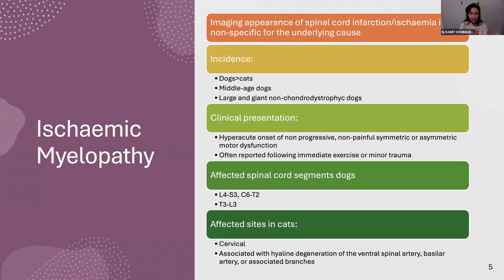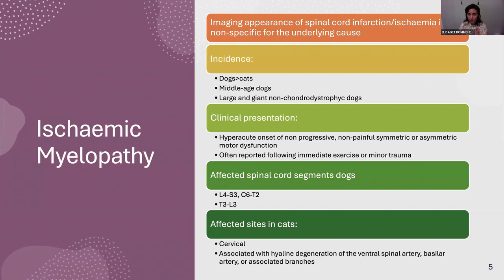But they can be, so these lesions can be visible in dogs that are also very young. So the most common is a presentation of middle-aged dogs, but it is not specific for this range of age. You can see it from very young dogs to old dogs. And it is also more frequent in large to giant non-chondrodystrophic dogs.